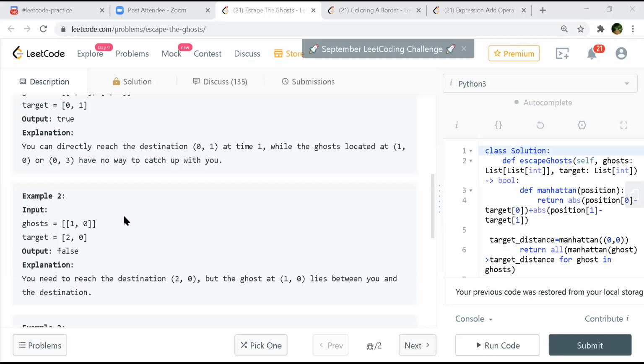But there could be a case where if you take the shortest path to the target, maybe you will get caught by the ghost. But if you take some other path, you won't get caught. It depends on the distance. So yeah, but I will always take the shortest path to the target, right? Everyone has to take the shortest path to the target. But what if you take the shortest path and there is no way you can avoid the ghost? So I'm not taking the shortest path. I'm taking some other, maybe the longest path. I'm not getting caught by the ghost. That won't then return true.